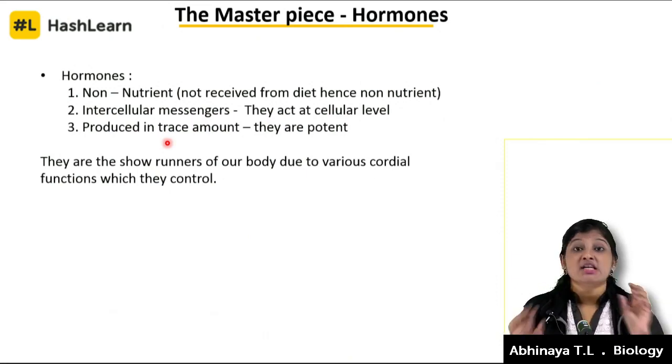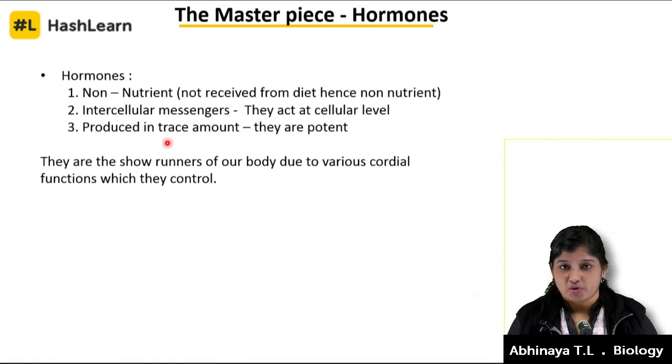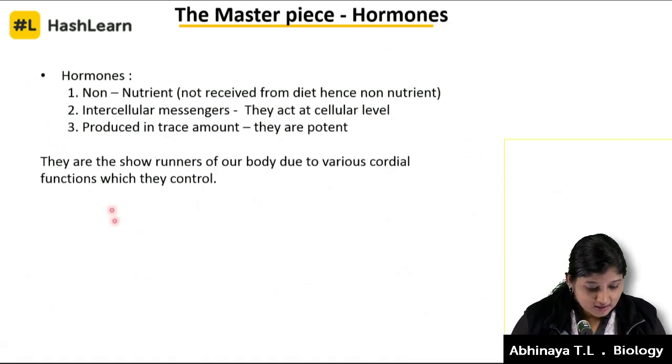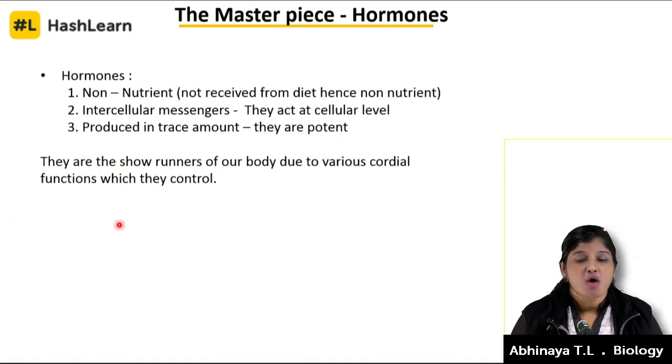So that is why, in conclusion, how can we define hormones now? We can say hormones are non-nutrient intercellular messengers produced in trace amounts. So this is the definition given. I thought of picking up each word, each statement given for hormones, and explaining it. I think that is clear enough, and that's where they're called the showrunners of our body.